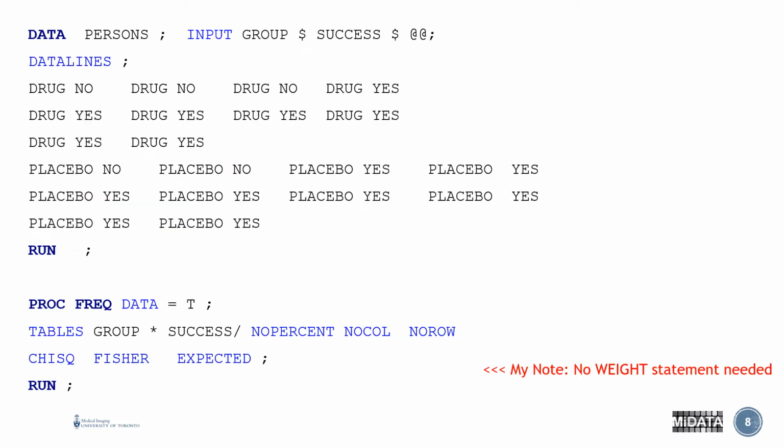Okay, this slide is simply to show you that we can generate the same data set, but instead of grouping patients by combination of the two categorical variables, so the group variable and success yes/no variable, we can actually list, as many data sets are created, each row represents one subject. In this case, there is no need down here in PROC FREQ to include the weight statement.